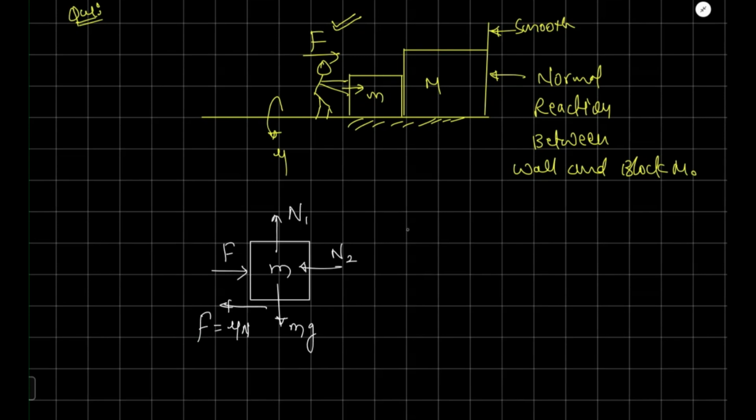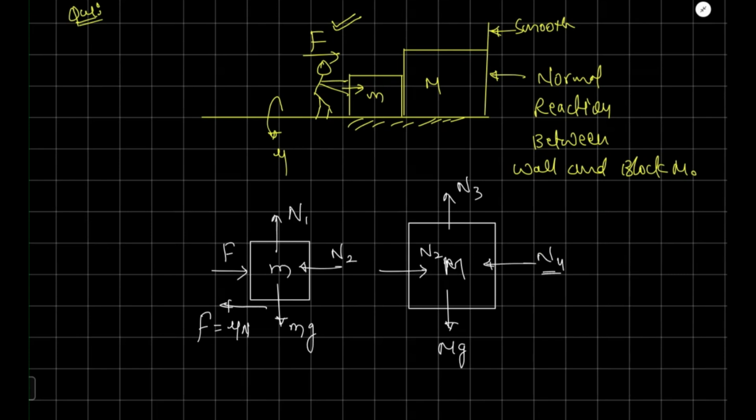Now we'll make a free body diagram for capital M. This is our capital M. Downward force that is acting is capital M into g. Upward force that is acting is normal reaction N3. In this direction, normal reaction N2. And in this direction, the one we have to find, normal reaction N4. And since this object will try to move in this direction, the friction force will act in this direction. So friction force, let's say 2, that is mu into N3, and here mu into N1.